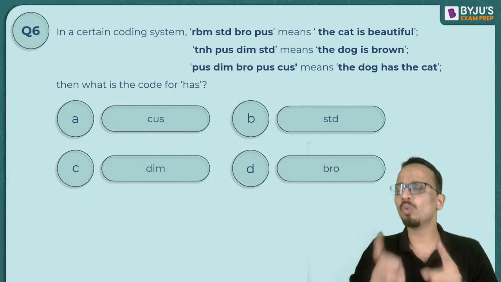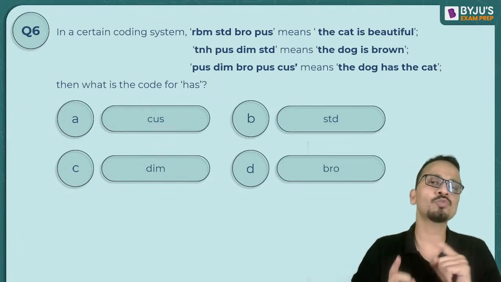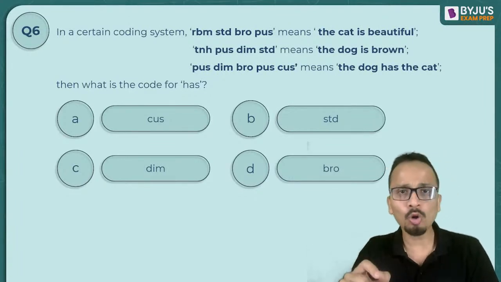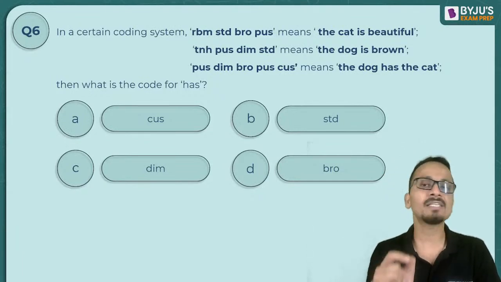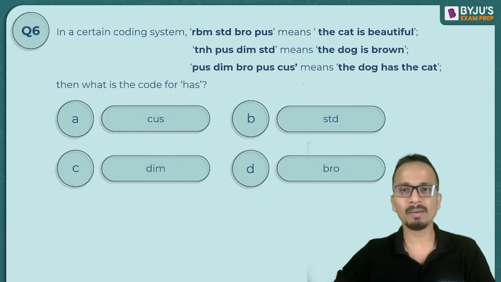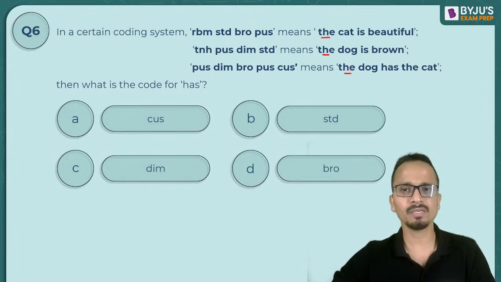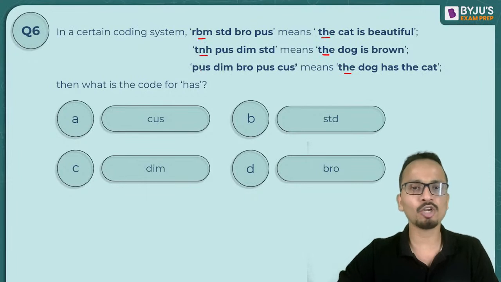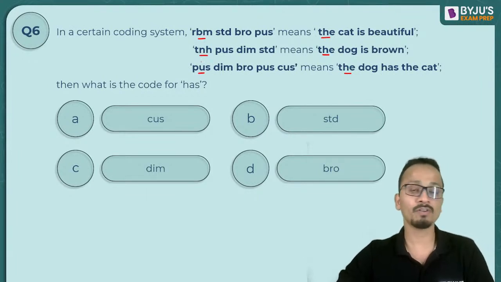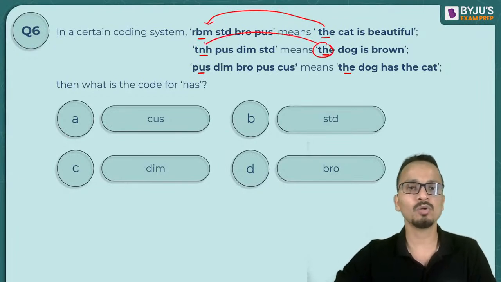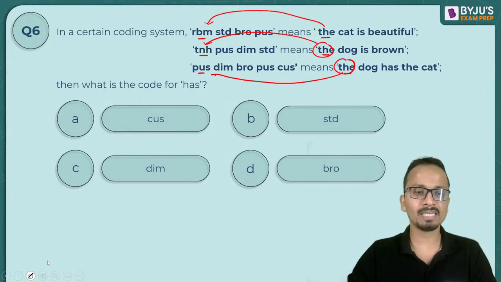Okay. Now every word is associated with a corresponding code, but the code for that word is not written at its respective place. So if you compare the first words of all these sentences, they are starting with the. But if you look at the first word of the codes, they are totally different. So you cannot say that the is coded as RBM, because in the second sentence the code for the will change, and in the third sentence the code for the will again change. All right, so you cannot say that.